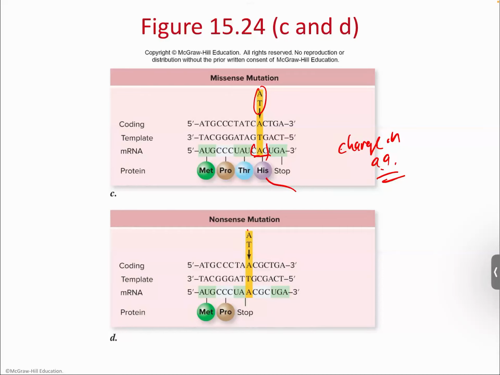Now, the nonsense mutation, basically, if we change this one here, notice we're changing it from, instead of UAU, we're changing to UAA. Notice it encodes a stop codon, not codeine, a stop codon.